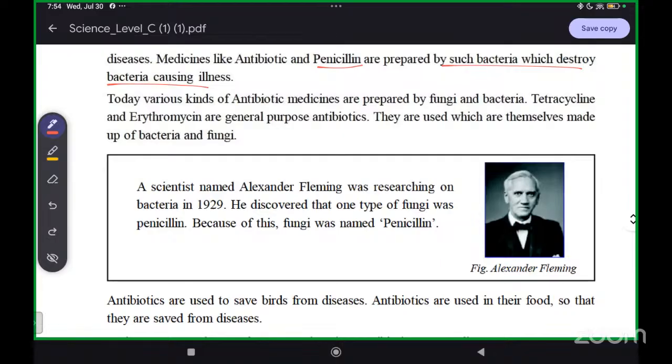Now, there was a scientist named Alexander Fleming who was researching bacteria in 1929. He discovered that one type of fungi was producing penicillin. Because of this, the fungi was named penicillium.